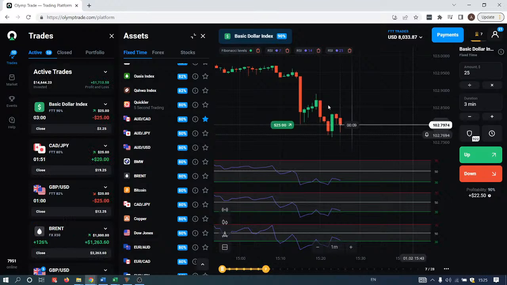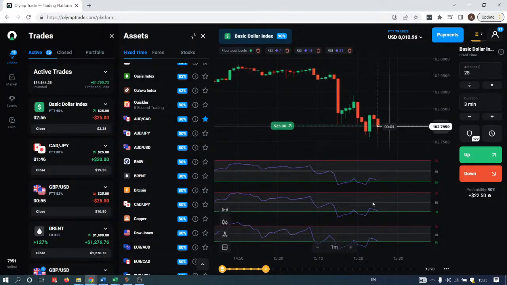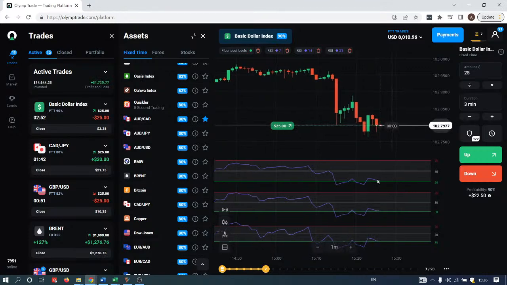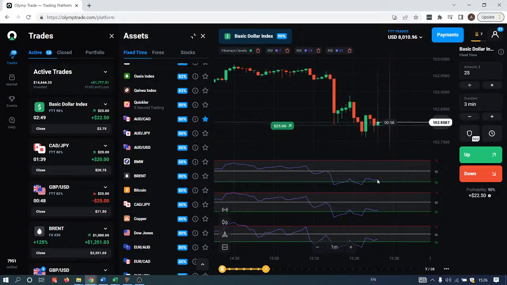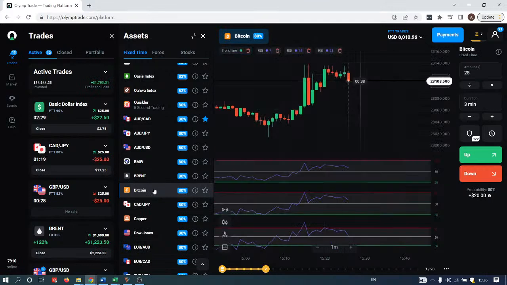Now, one more try. Basic dollar index. So the asset is still kind of close to being oversold, but we are above this oversold area. And yeah, let's see. So one more try. So now I think the chart, I just feel that the chart kind of wants to go up.